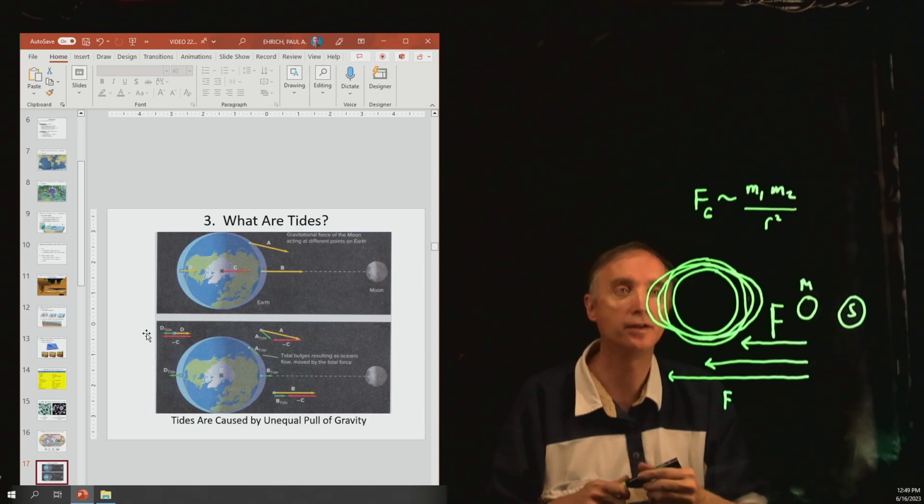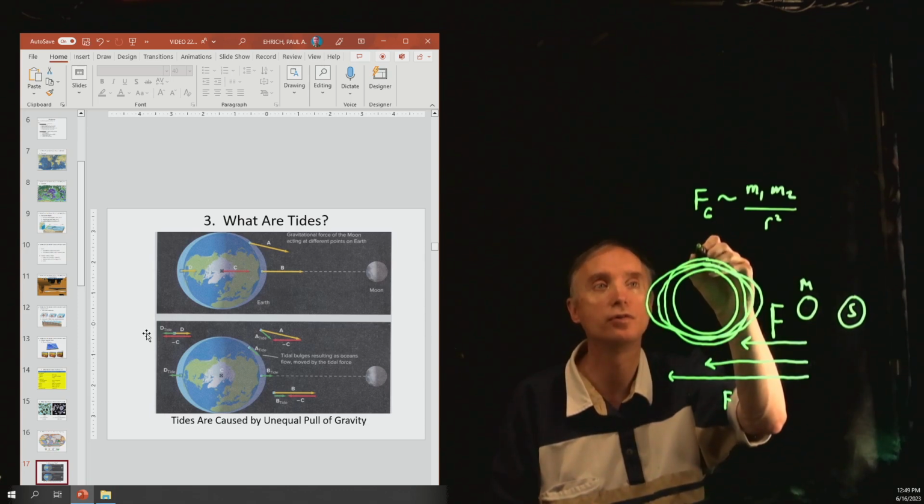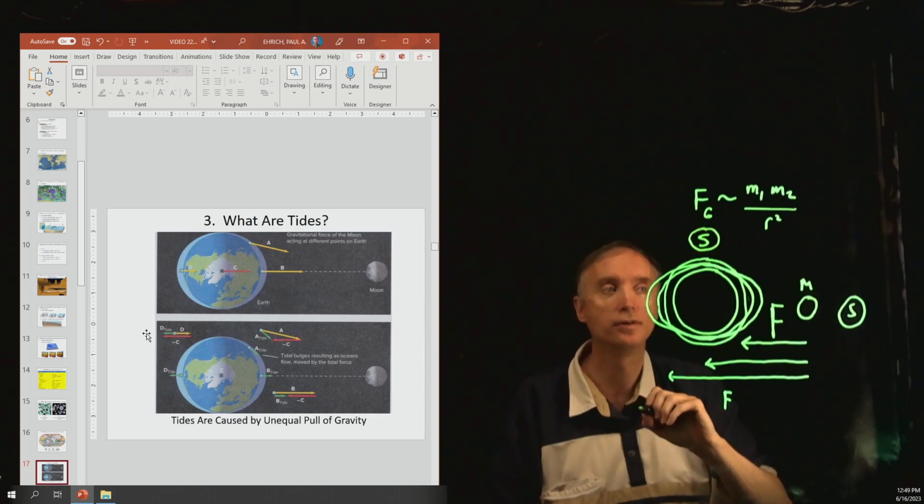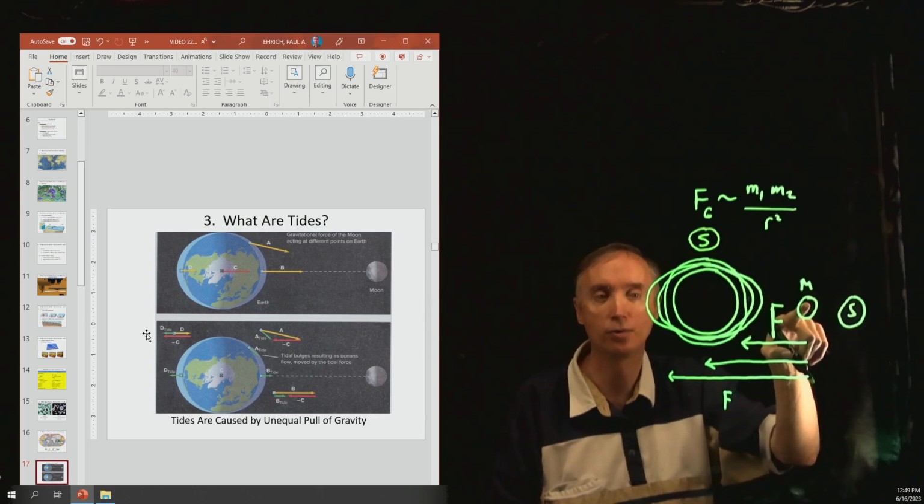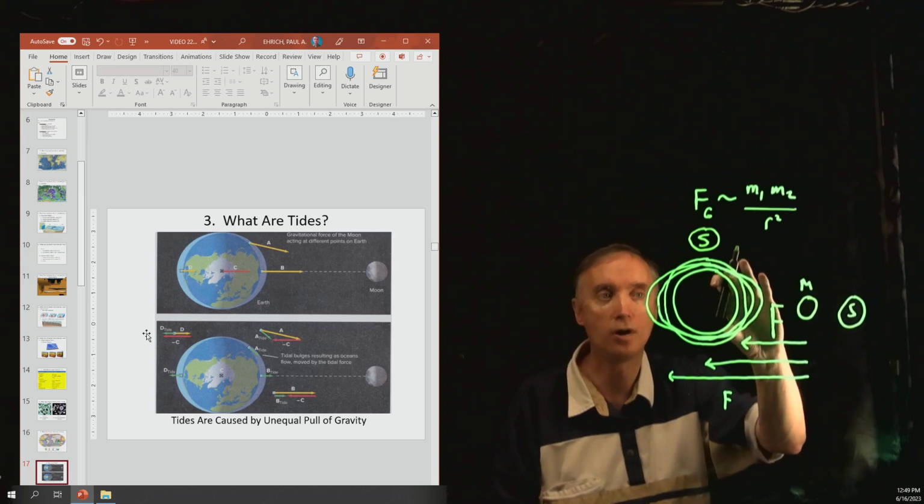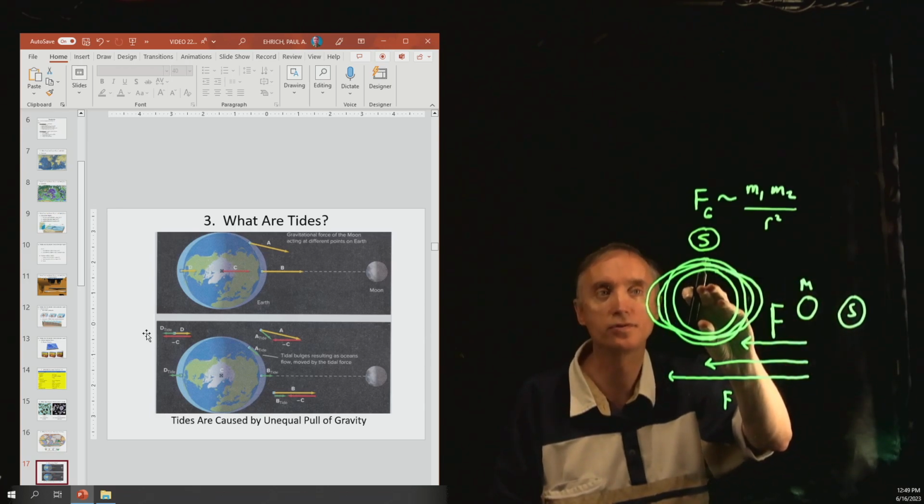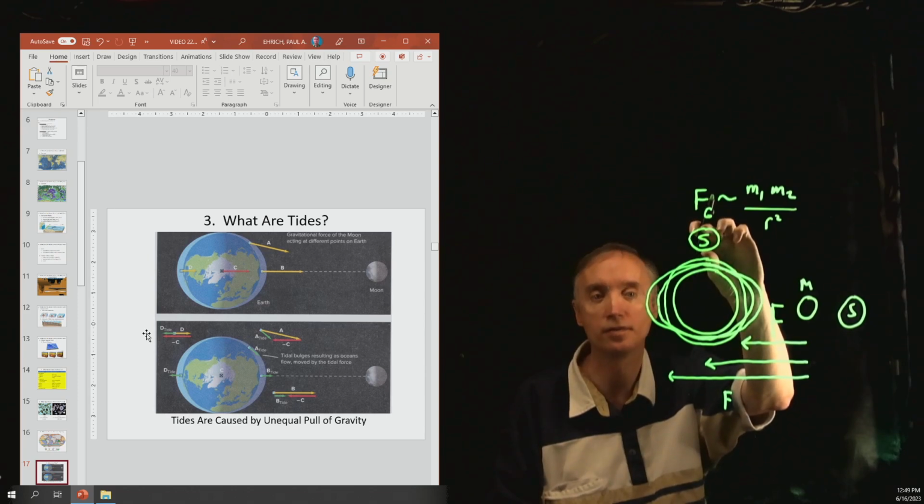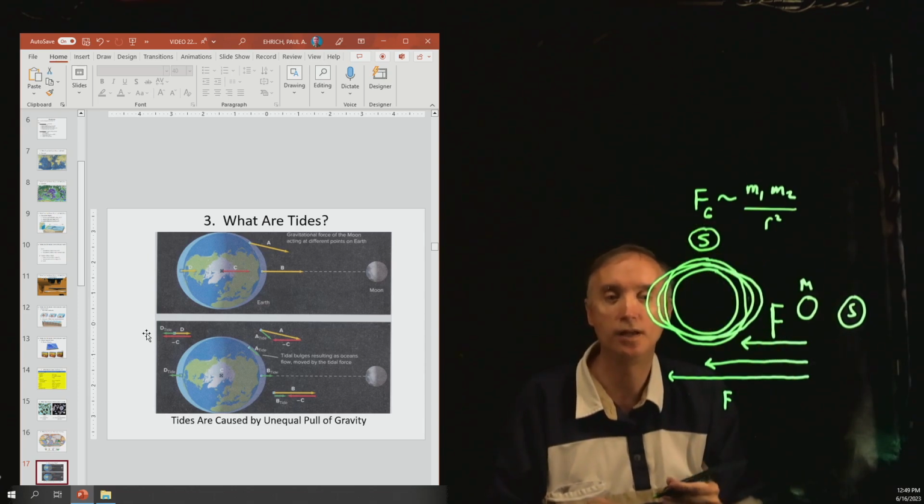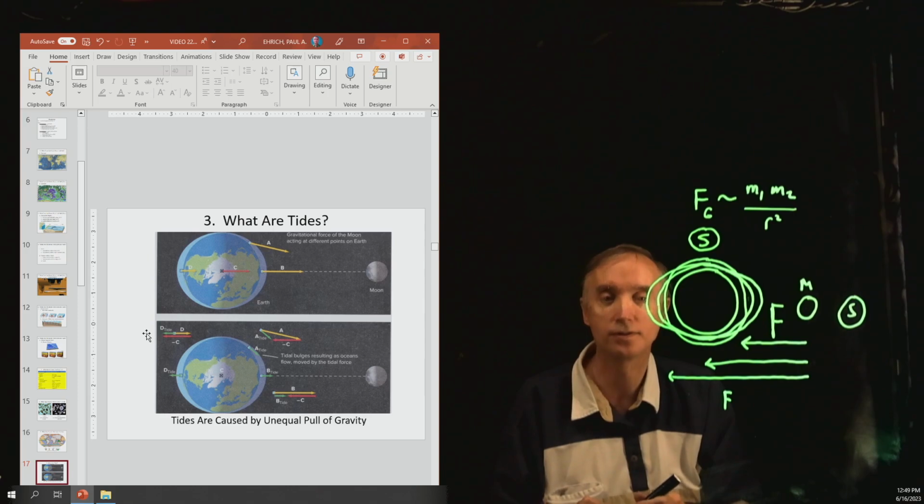But what about if the sun was over here? If the sun was located over here and the moon was located over here, what would happen? Well, the water would want to go this way because of the moon, and the water would also want to go this way because of the sun, and then you would get extra small tides. That's going to be called a neap tide whenever that happens.